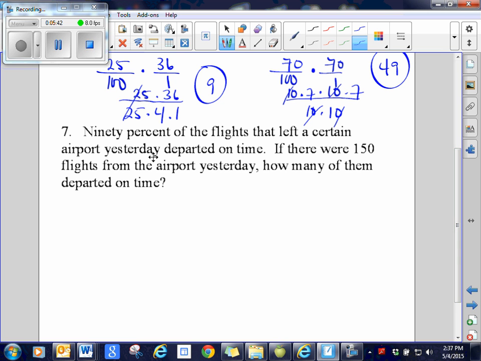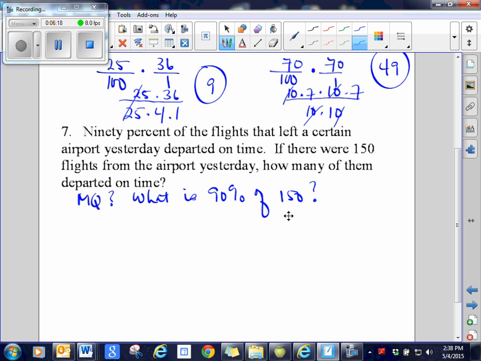Here's a little word problem. 90% of the flights that left at a certain airport departed on time. If there were 150 flights, how many departed on time? Let's see if we can come up with the math question. The math question is, what is 90% of 150? If you scrape away all of the English words and you read it carefully, what they're asking you to find is 90% of 150.